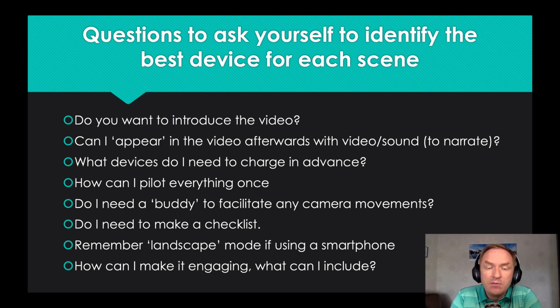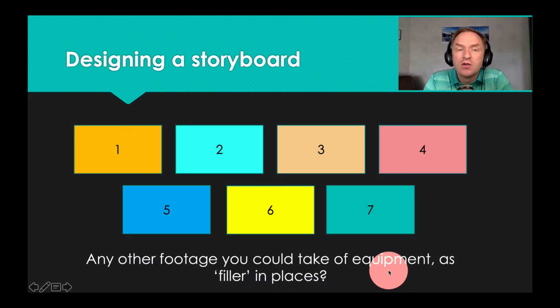Making a checklist is very helpful. If you do use your smartphone, consider that the students might be viewing this on their laptops. And if that's the case, landscape mode, as in keeping it across the way, is better than having it maybe portrait. And how could you make a video engaging? What kind of things could you include?